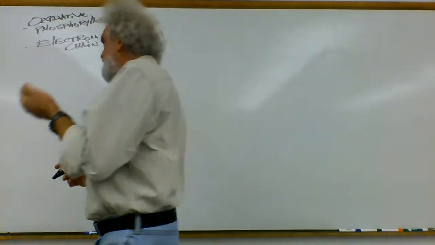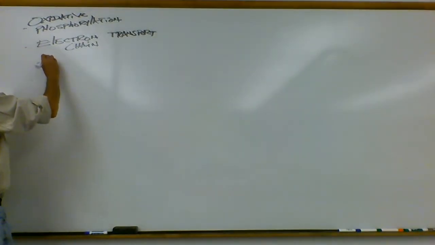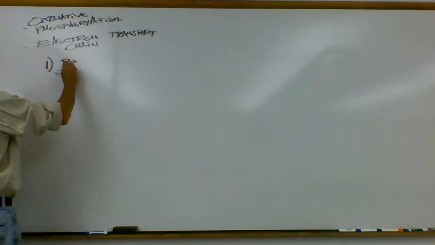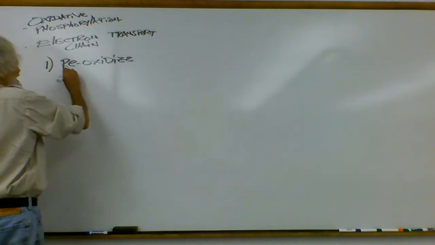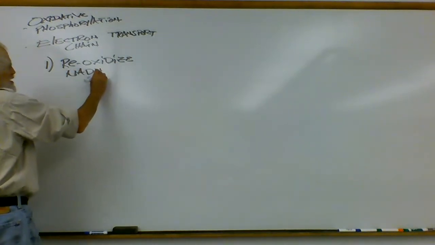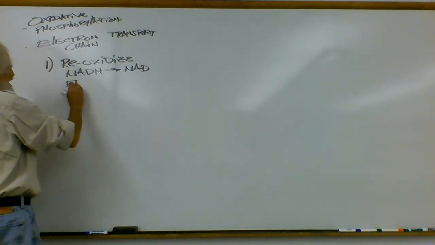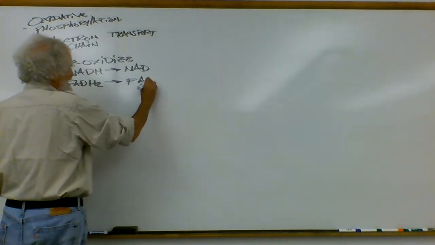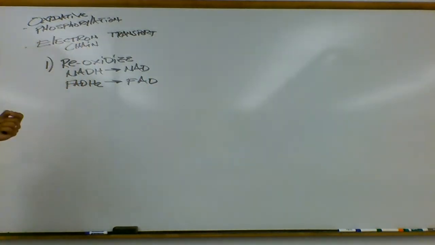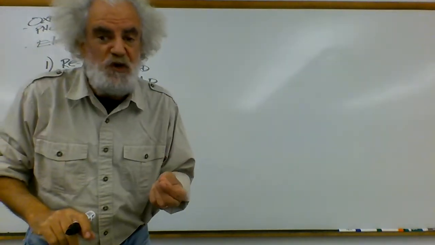And so we can say this. Oxidative phosphorylation, the electron transport chain, does a couple of really critical things. Number one, it's going to recycle and reoxidize NADH back to NAD, FADH2 back to FAD, and a really critical point is the electron has to go somewhere.